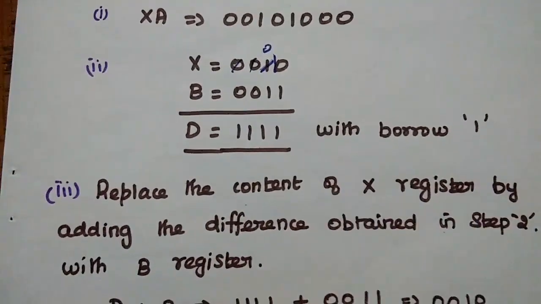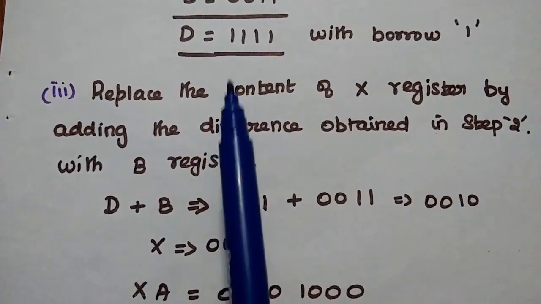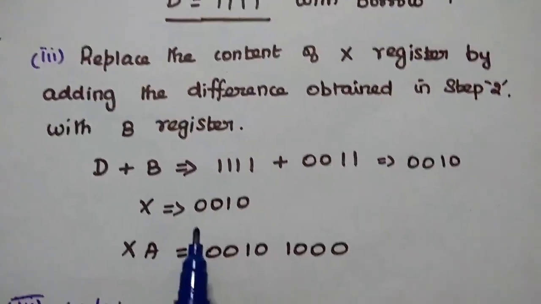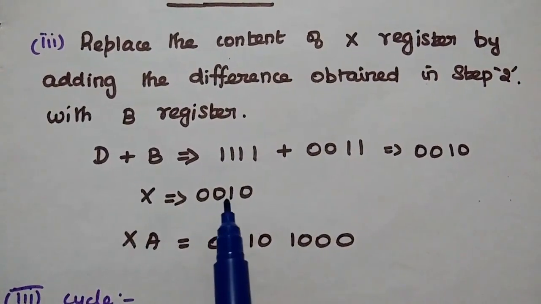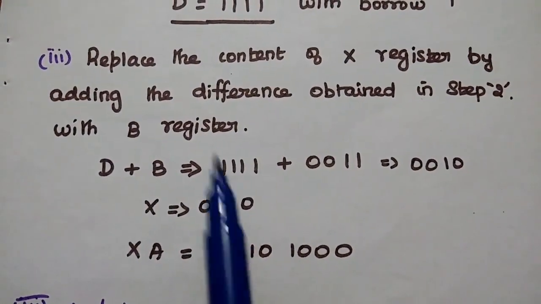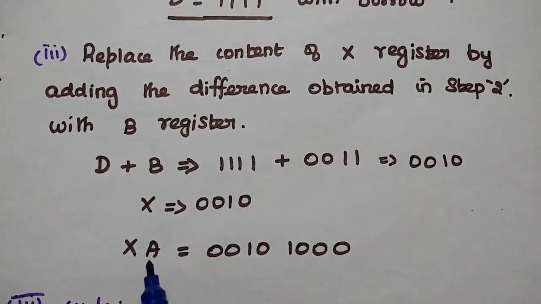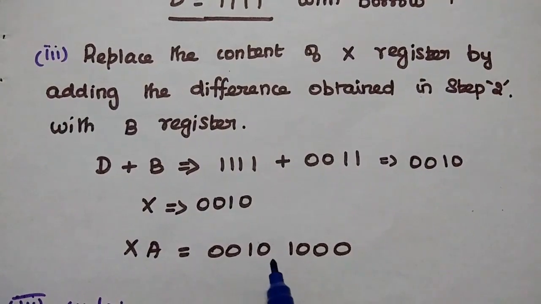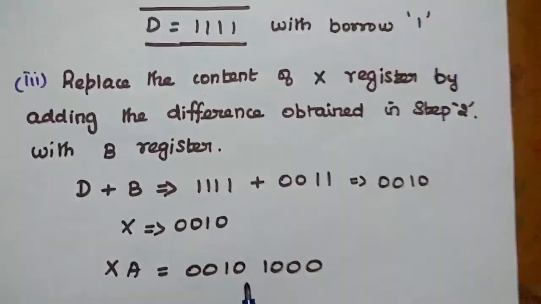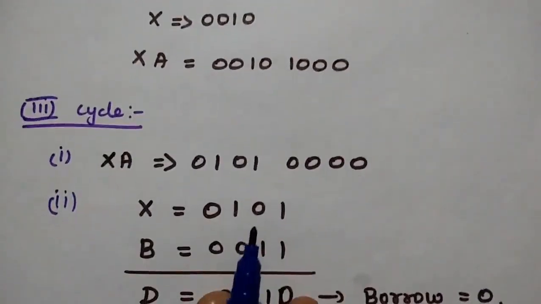Correct? So here replace the content of the X register by adding the difference in the second step with this B register. So we can get the X register as 0010 now. Okay, this is the restoring value. The initial value is the same. So now XA is 0010, 1000. Here X is 0010 and A is 1000. So the second bit is over.